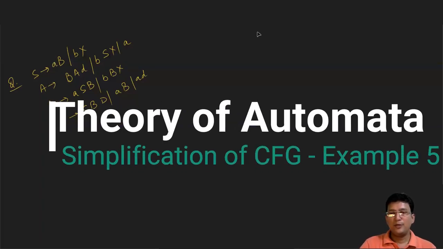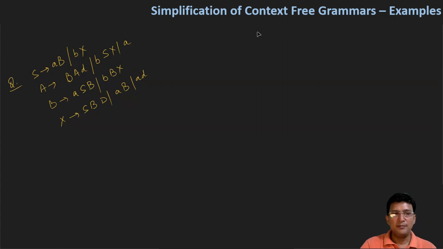Hello everyone, let's take one more example to understand this concept of the simplification of the grammar. Let's say this grammar is given. So we should first try to remove the useless symbols, meaning those symbols which cannot be reached or which are non-generating symbols. So for this, let's find out what the non-generating symbols are.